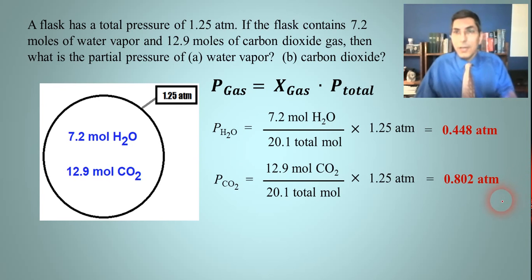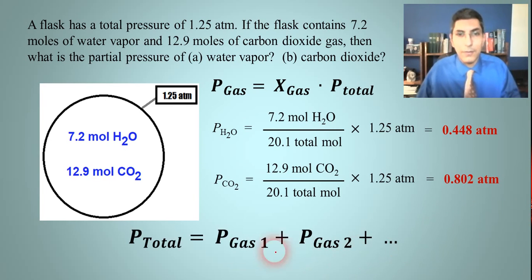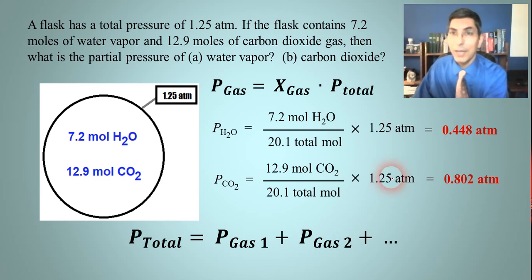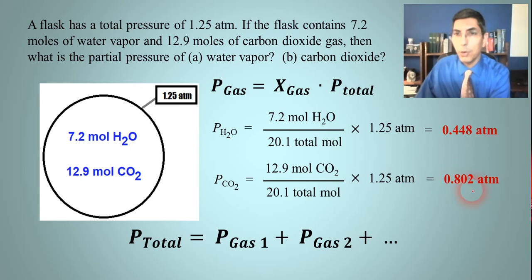Now, it's always a good idea, if you can, to go back and check your work. If we did everything correctly, the total pressure in this flask should be equal to the total of the partial pressures of the individual gases. And if we add up 0.448 atmospheres with 0.802 atmospheres, I think we'll find that the total pressure is indeed 1.25 atmospheres. So that tells me that we probably did this right. So that's a good thing.